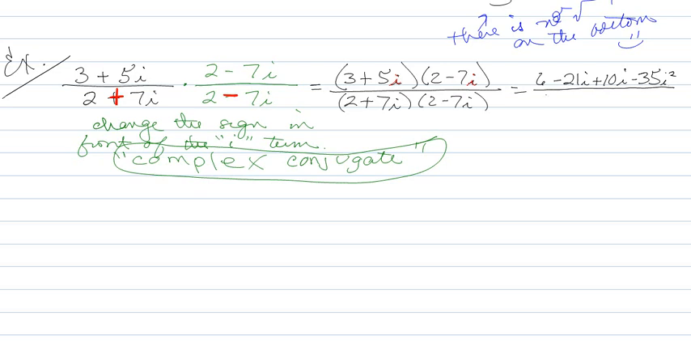First, 2 times 2 is 4. Outer, 2 times negative 7i, negative 14i. Inner, 7i times 2, plus 14i. Last, plus 7i times negative 7i. So plus 7 times negative 7 is negative 49. I times I is I squared.